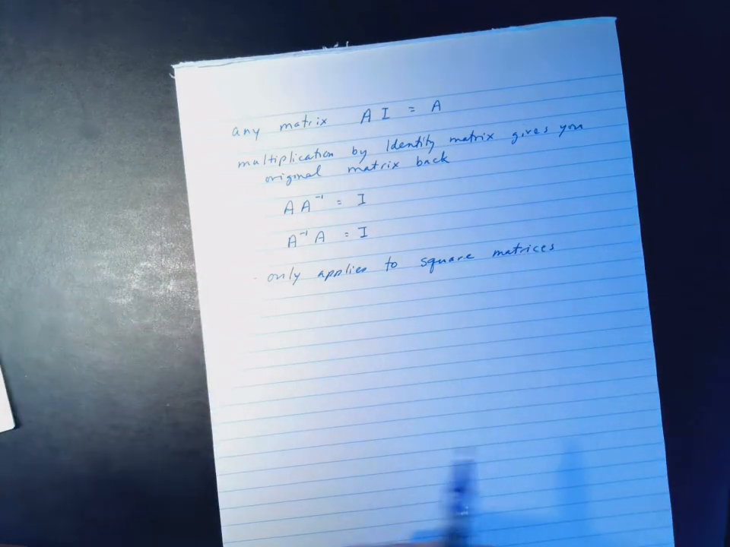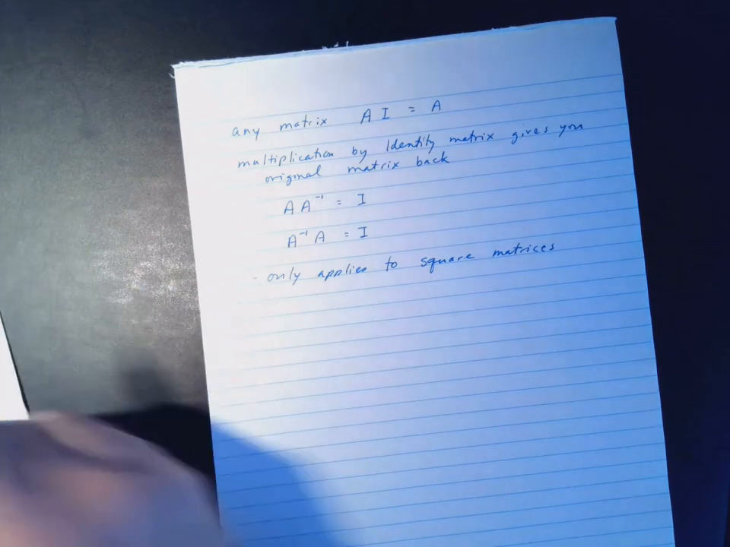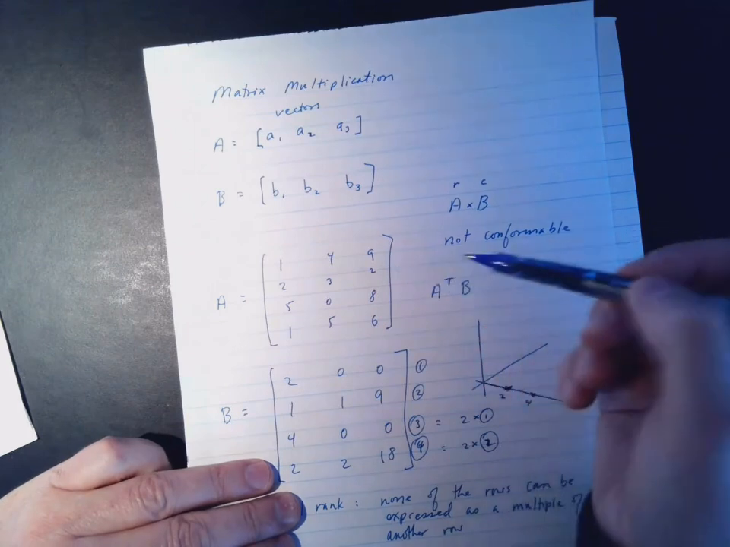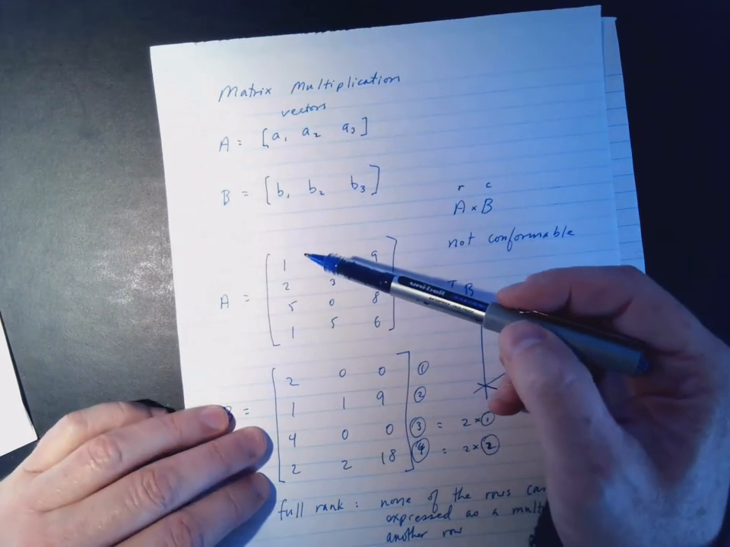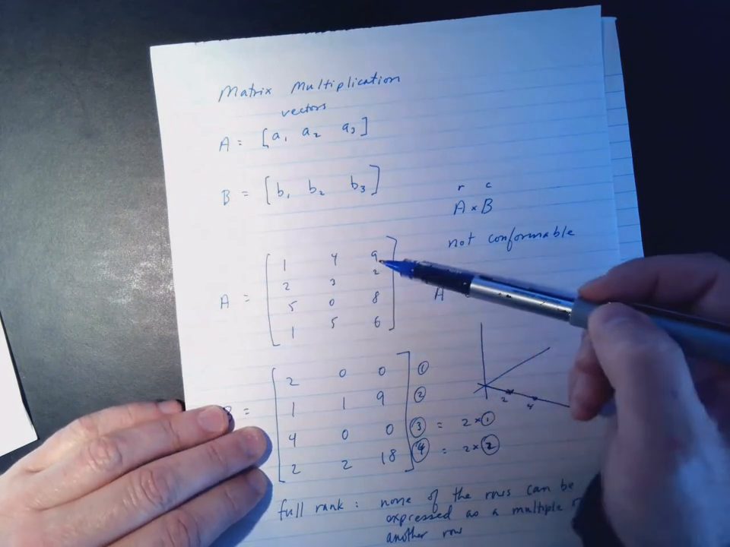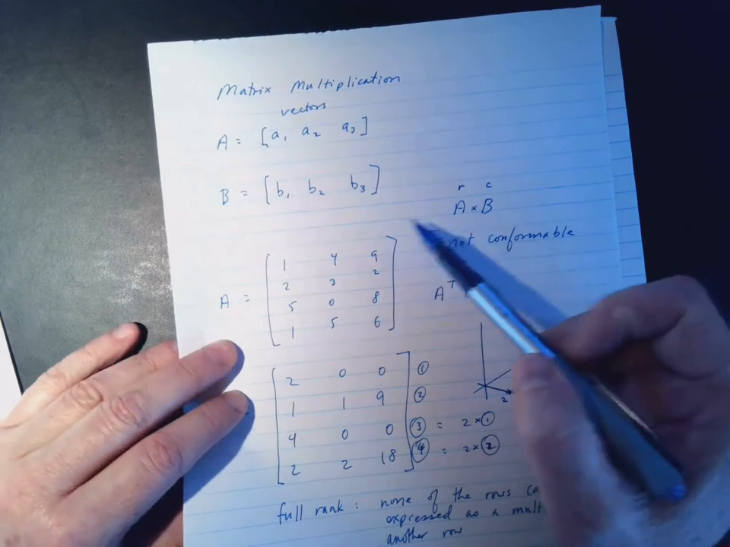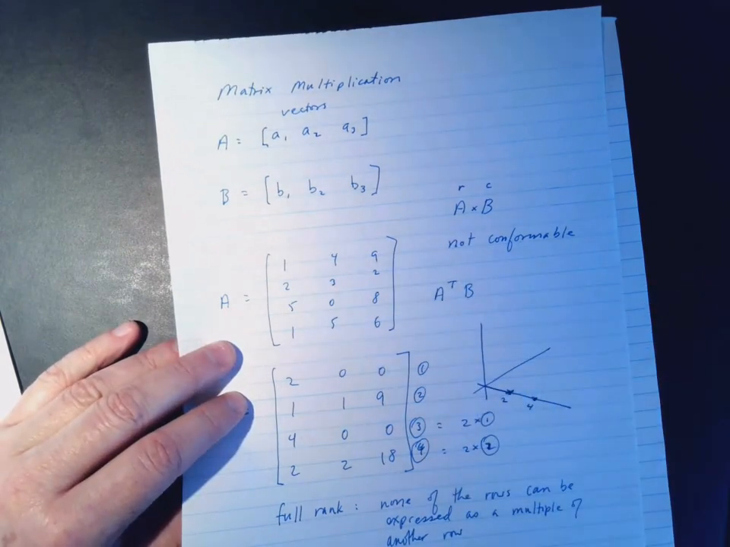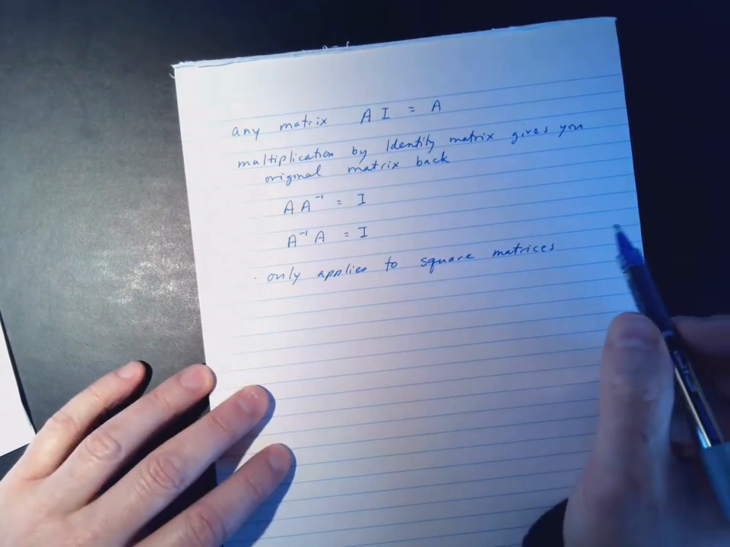In other words, a matrix that has a different number of rows and columns, this matrix here does not have an inverse, because you can't get an identity matrix with 4 rows and 3 columns. So this rule only applies to square matrices.